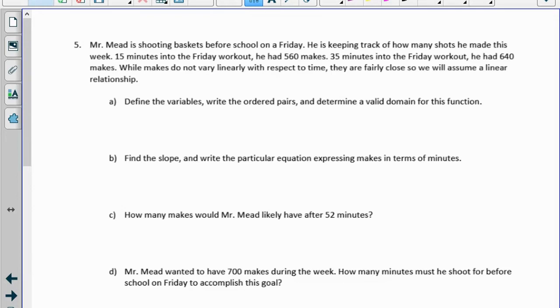Okay, Mr. Mead is shooting baskets before school on a Friday. He's keeping track of how many shots he made this week. 15 minutes into the Friday workout, he had 560 makes. 35 minutes into the Friday workout, he had 640 makes.